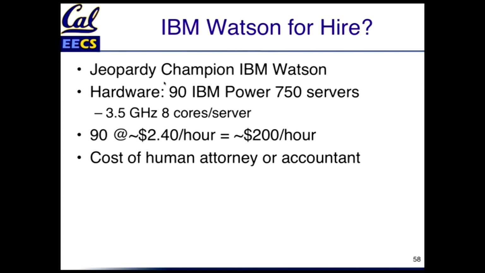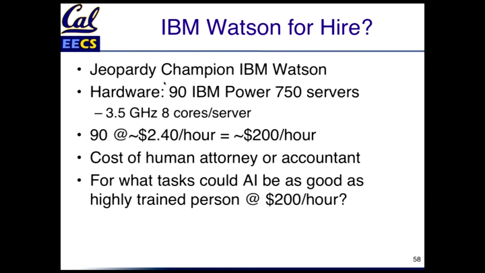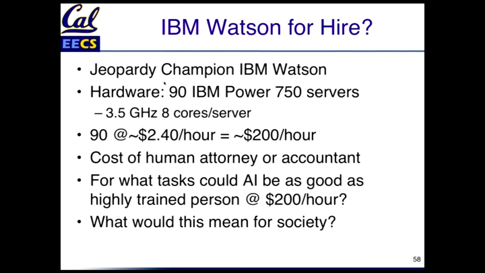Think about in your careers, as machine learning starts to work and AI starts to work, for what task could AI be as good as a highly trained person at $200 an hour? That's today's prices, right? It's going to go down. So what is this going to mean for society? What is this going to mean as computers get smarter and can do more things? What jobs are out there? I have this sense that we are a tremendously efficient job-killing industry.